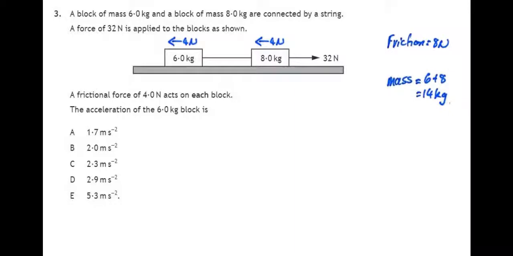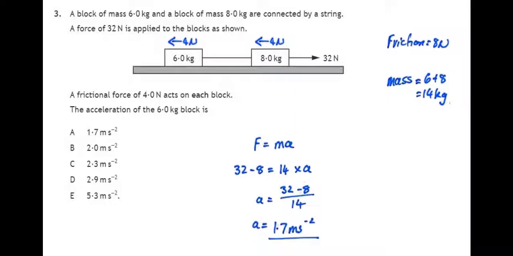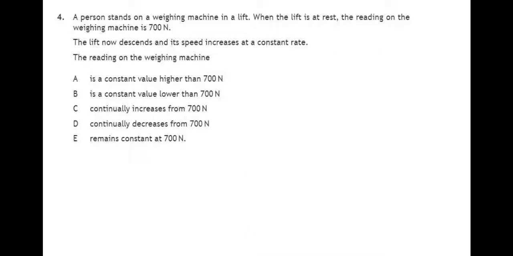And now we can use Newton's second law to figure out our answer. F equals ma. Remember that F in F equals ma stands for the unbalanced force. So if there's 32 newtons pulling one direction and 8 newtons pulling the other direction, the unbalanced force is the difference between those. 32 minus 8 equals the mass, which is 14, times acceleration. Acceleration, 32 minus 8 divided by 14, is 1.7 meters per second per second. Answer A.